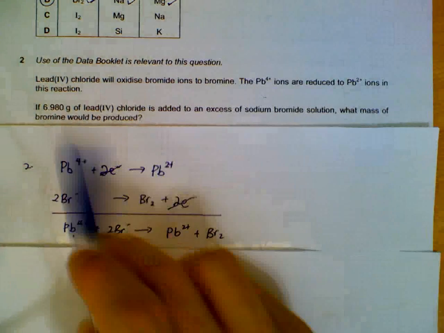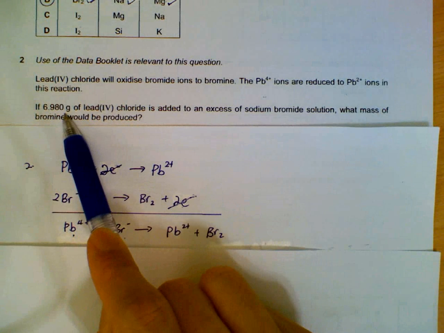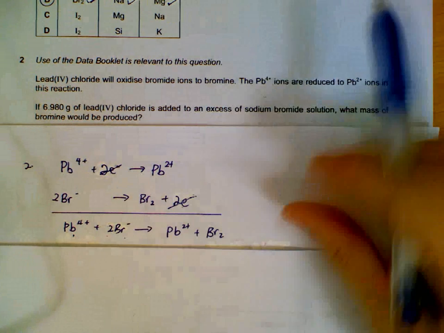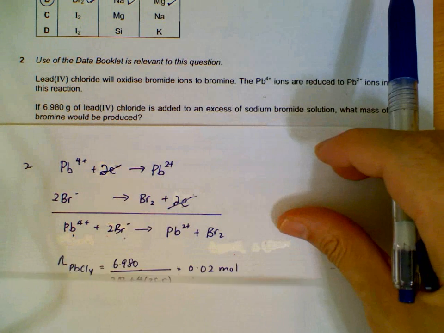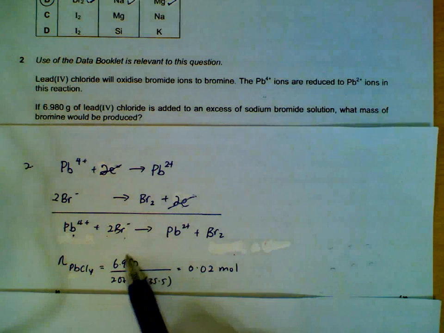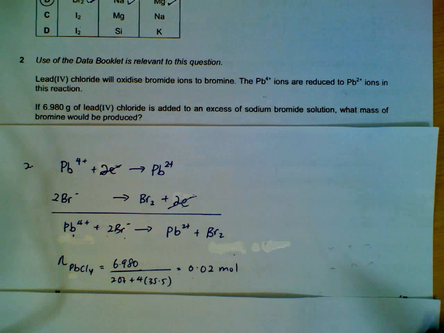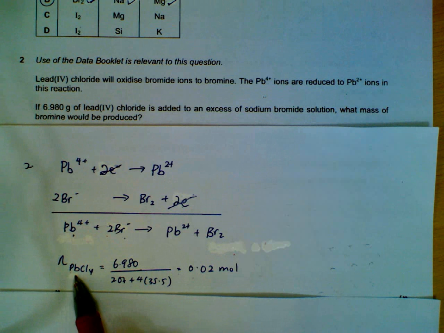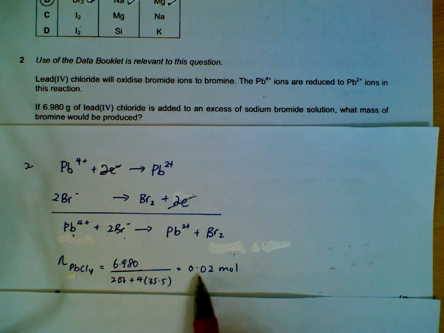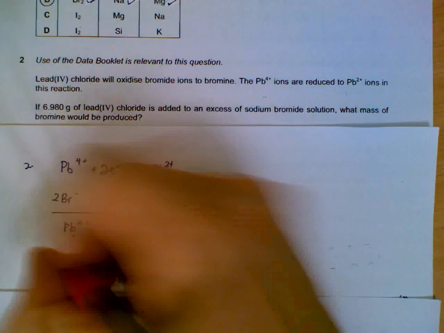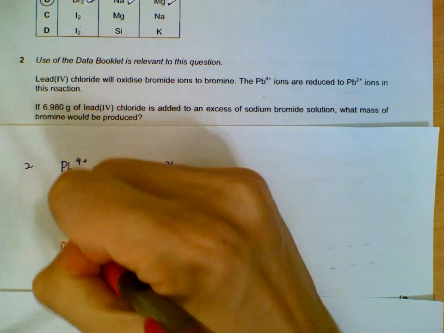We have to find out how many moles of lead-4 chloride we used. 6.98 grams. We divide by MR of lead-4 chloride. That gives us 0.02 moles. Okay? And it's important that 1 mole of lead-4 chloride will actually give us 1 mole of lead-4. So 0.02 moles of lead-4 chloride was used.